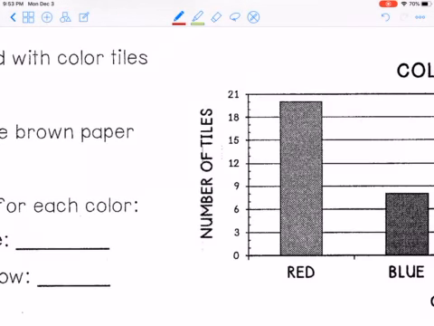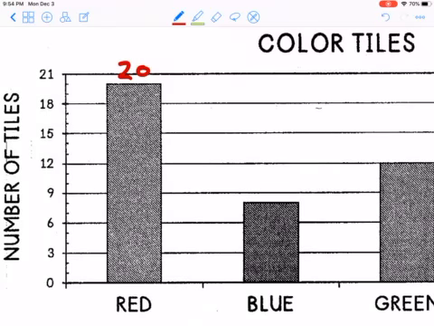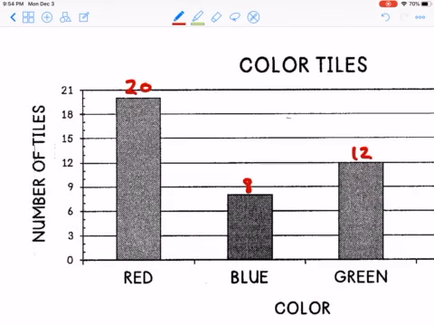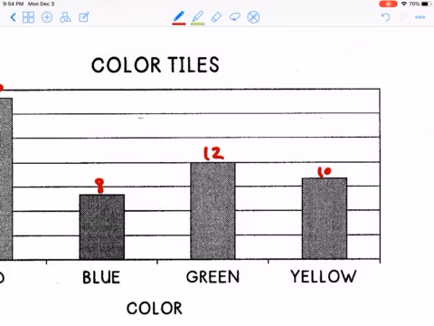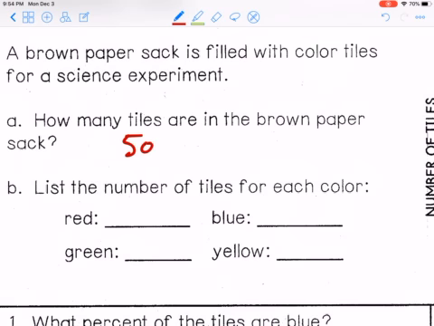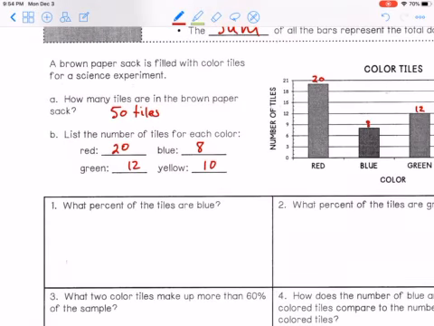One thing I like to do is to put my numbers right immediately here. So I know that this one is 20. This one is 8. This one is 12. And this one here is 10. So when I add all these up, I end up with 50 tiles. Okay, there were 20 red, 8 blue, 12 green, and 10 yellow. Let me make sure I check myself. Yep. Alright, so now I know the total and I know how much of each.